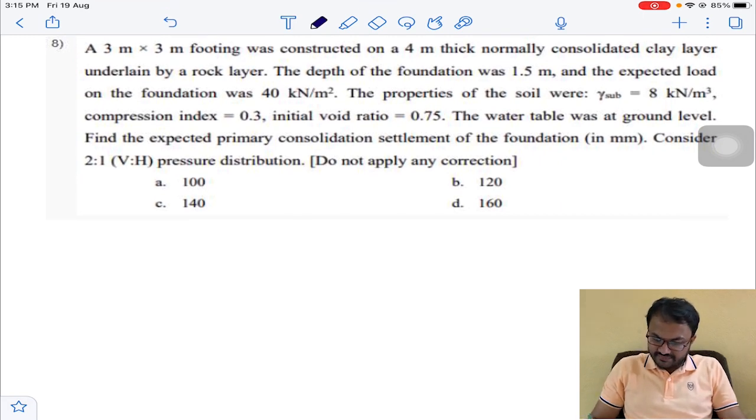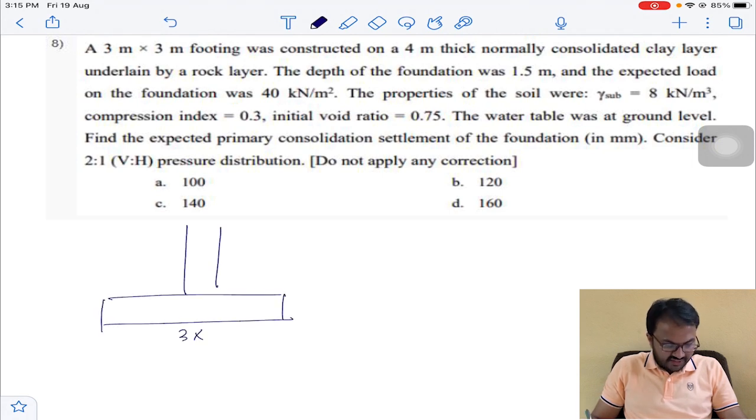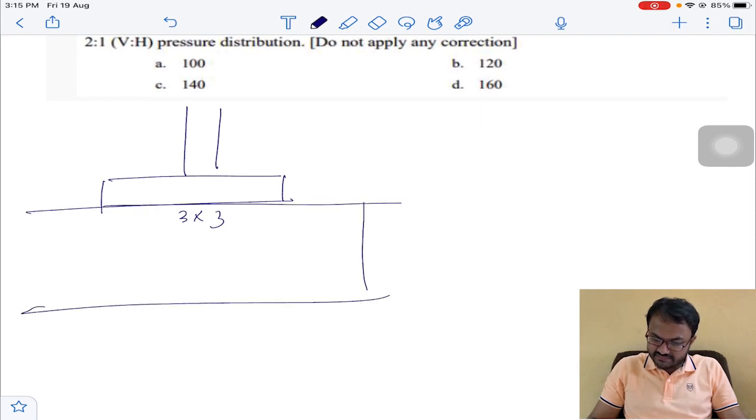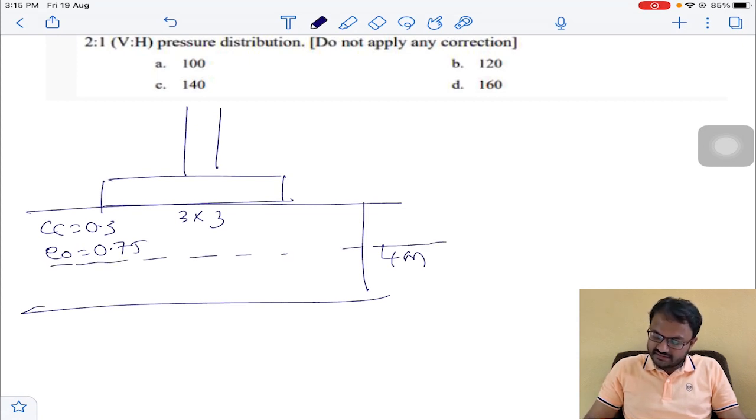So he has given a footing. So this is a 3 by 3 footing. Over this footing there is a clay layer of 4 meters. So we need to calculate, compression index is equal to 0.3, initial void ratio is equal to 0.75. So at the center we need to calculate consolidation settlement. Okay, and the pressure here is 45 kilonewton per meter square.